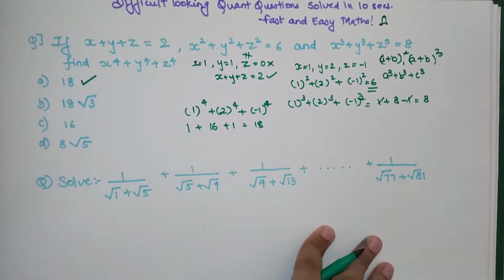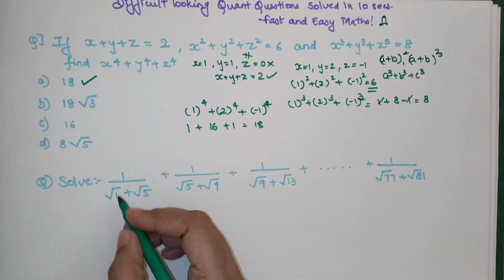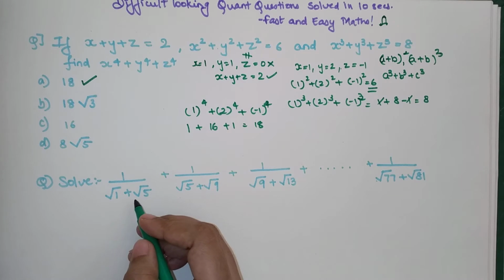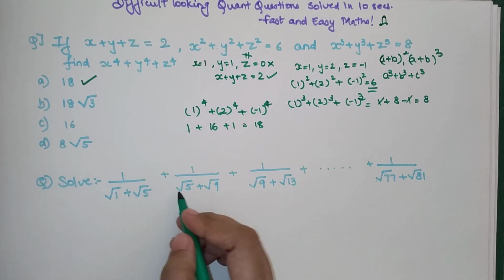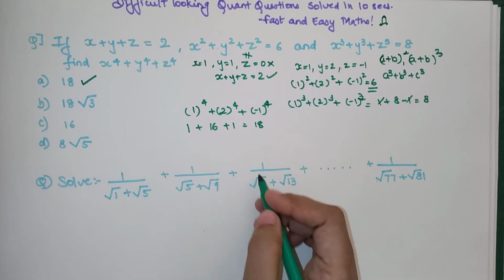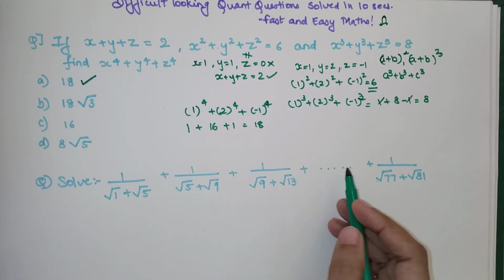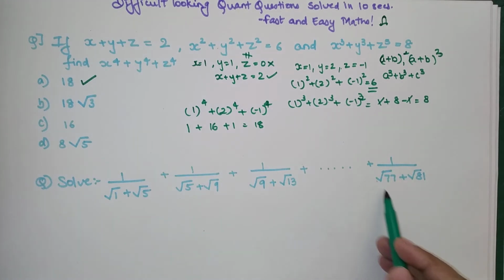Okay, now let's look at the next question, which is 1 upon root of 1 plus root of 5, plus 1 upon root of 5 plus root of 9, plus 1 upon root of 9 plus root of 13, plus so on. It goes up to 1 upon root of 77 plus root of 81.